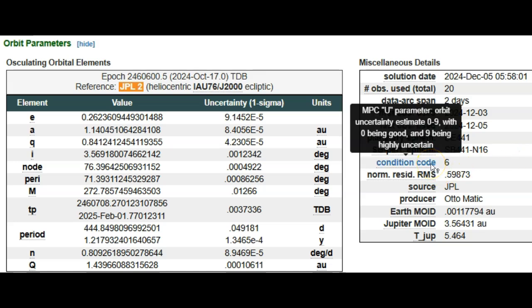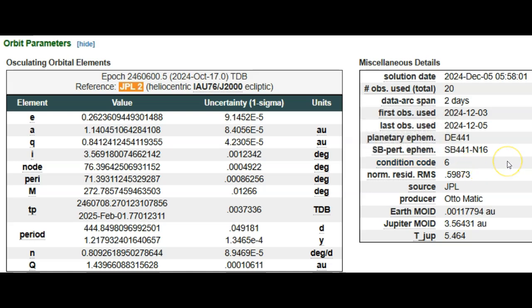The condition code is 6. 0 means they know exactly where the rock is heading and how large the rock is. 9 means they have no idea. So 6 is much closer to 9 than 0. However, I've seen worse condition codes. A condition code of 6. It was seen by our AI automatic software, which you can see here.